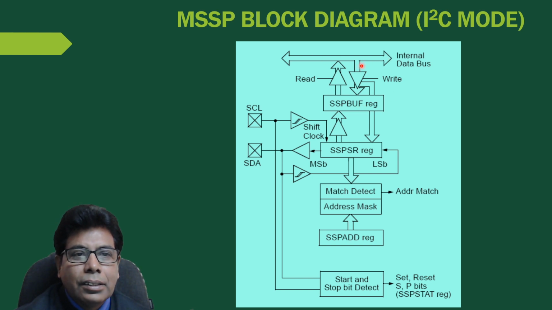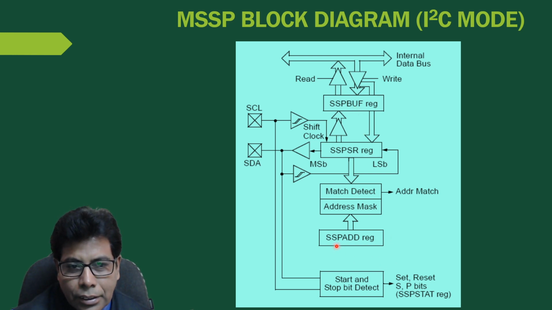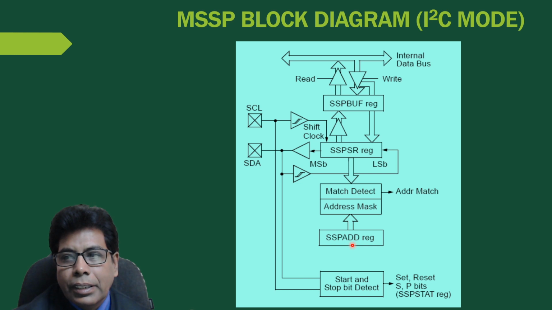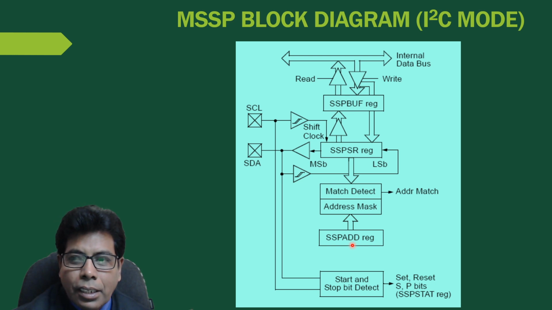This is the internal bus, and here we have the SSPADD, that is the SSP address register, that holds the slave device address when MSSP is configured in I2C slave mode, and when MSSP is configured in master mode, the lower 7 bits of SSPADD act as a baud rate generator reload value. So that reload value will be used for the baud rate generation.